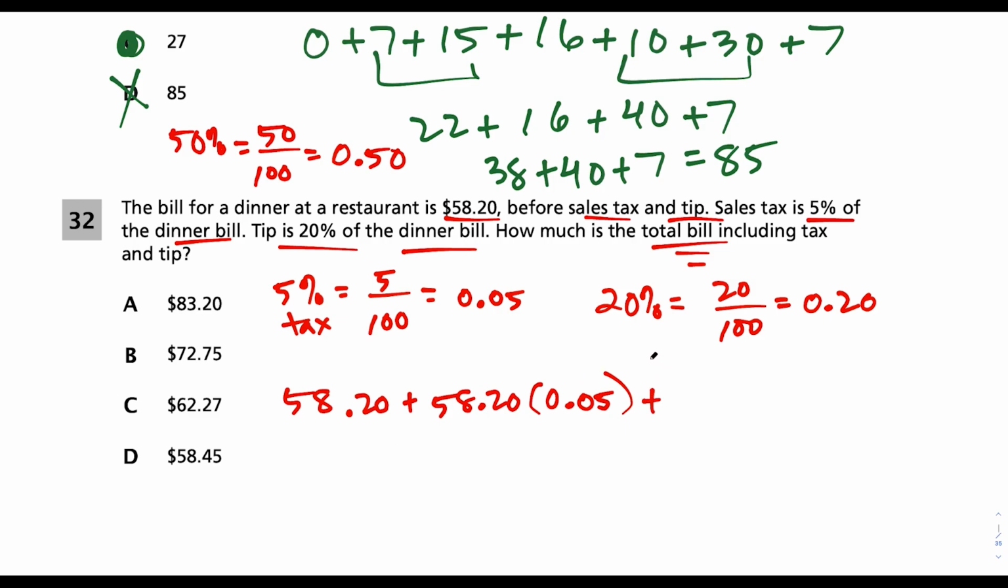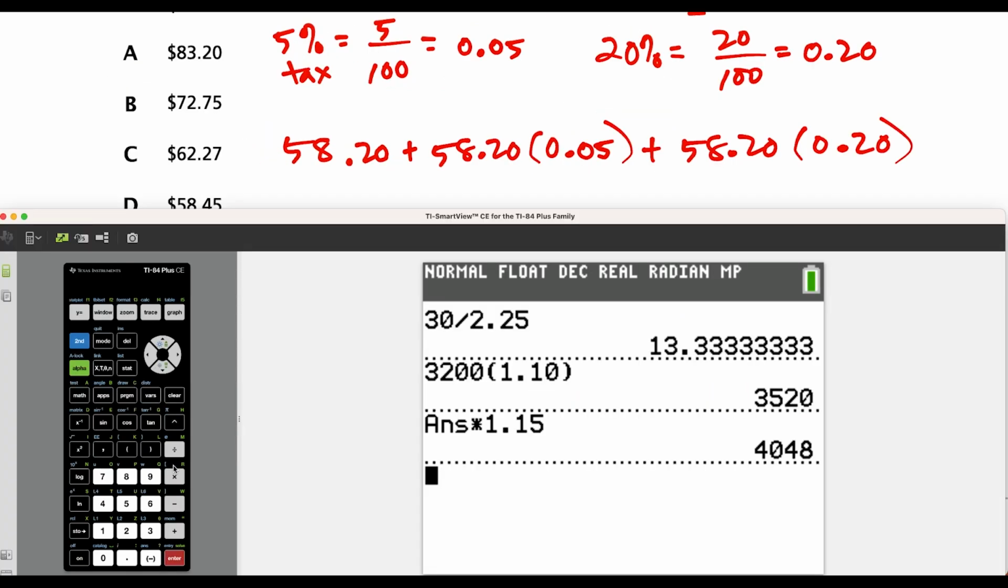And now what we also have to include here is the tip. We're going to be tipping 20% of the pre-tax amount, so we're going to be doing $58.20 times 0.20. And the rest is calculator work, so we just have to type this in.